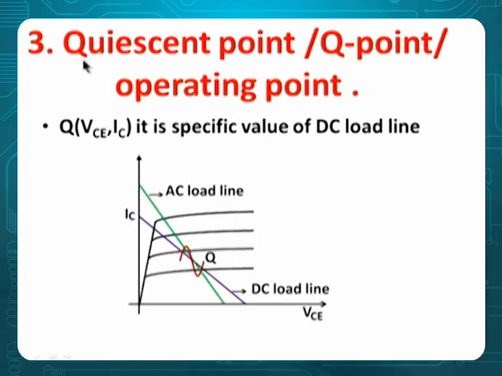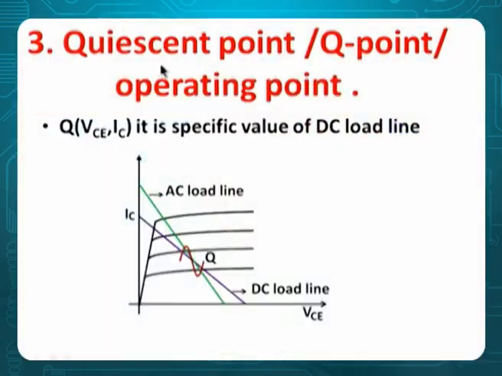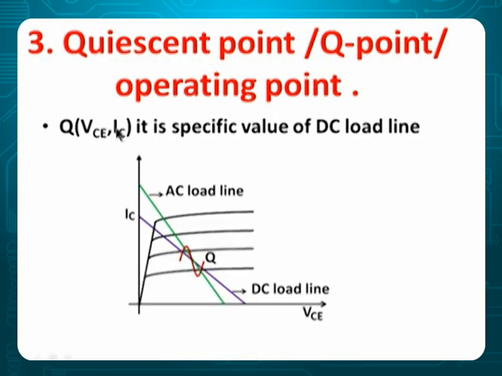Then the third point is the quiescent point or Q point, an operating point. The word quiescent means sleeping. Sleeping means absence of AC. Absence of AC is nothing but DC. So the Q point is more of a DC value than an AC value. But an AC signal is operated through that, therefore it is also called the operating point. So Q is (VCE, IC), a specified value.